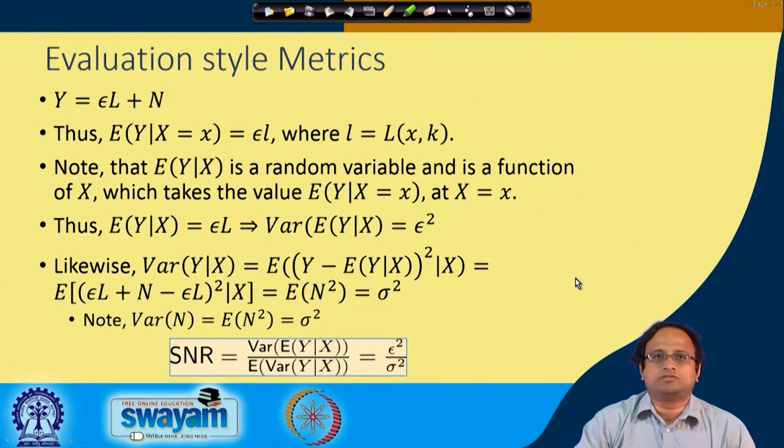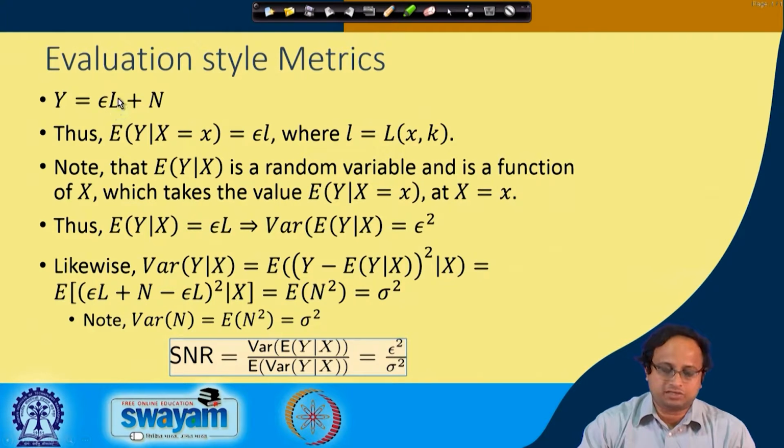Now let us look into these metrics in a little more detail, and again we will adopt this leakage model throughout our discussion, which is y equal to epsilon L plus n. Now I want to calculate the numerator part, which is the variance of expectation of y given x. Let us recapitulate this a little bit. This is essentially the conditional expectation. If I say expectation of y given x equal to small x, that means in this particular leakage I am fixing the value of x, and then calculating the expectation.